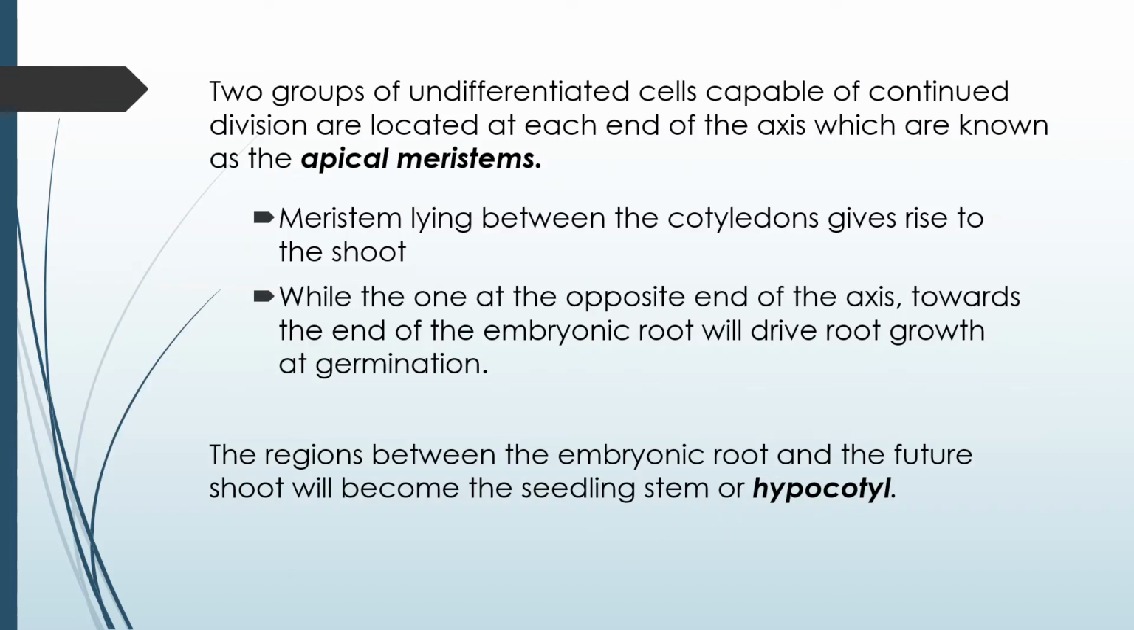So, two groups of the undifferentiated cells capable of continued division are located at each end of the axis, which are known as the apical meristems. So, the meristem lying between the cotyledons gives rise to the shoot, while the meristem at the opposite end of the axis, towards the end of the embryonic root, will drive root growth at germination. So the region between the embryonic root and the future shoot will become the seedling stem or the hypocotyl.